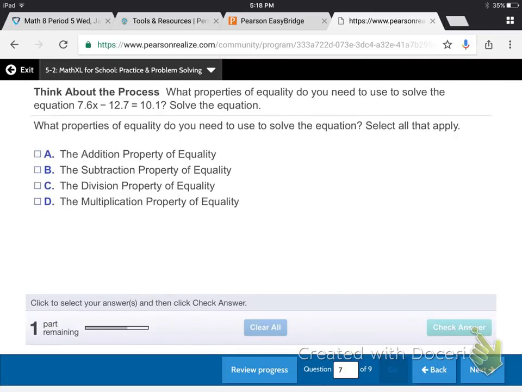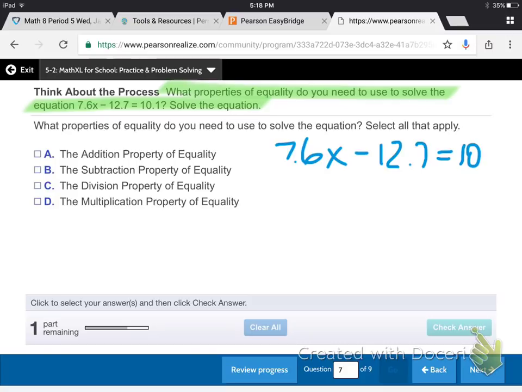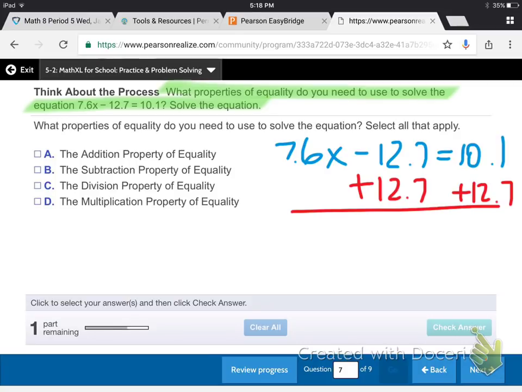Okay, now this is a different problem. So let's talk about this one. What properties of equality do you need to use to solve the equation 7.6x minus 12.7 equals 10.1? Let's solve the equation. But it says what properties of equality do you need? So let's go through that. Well, if we write it down, then we can say we are going to need to add 12.7 to both sides of the equation. So right there, that's the addition property of equality, right?